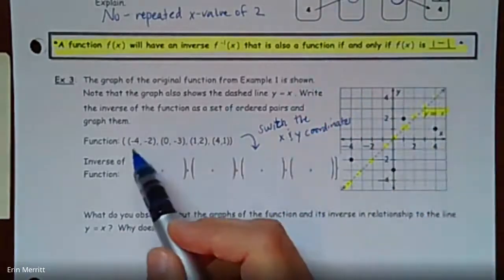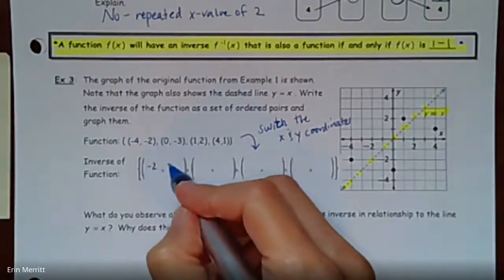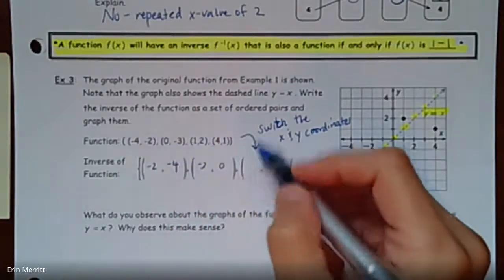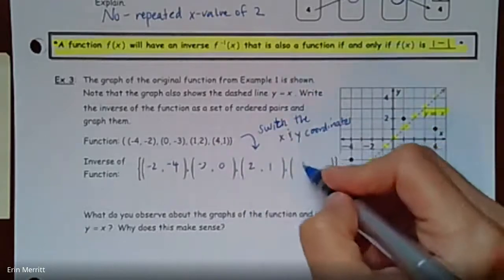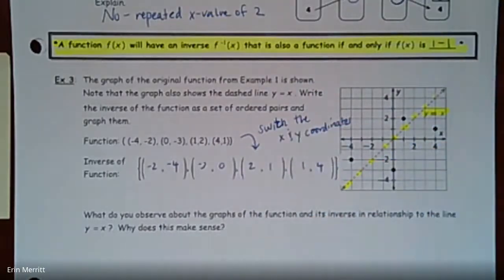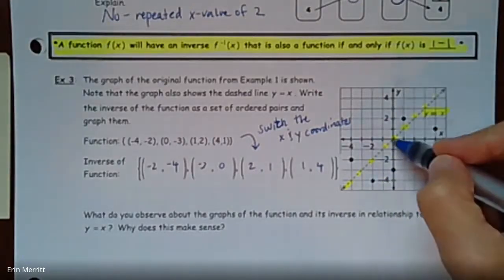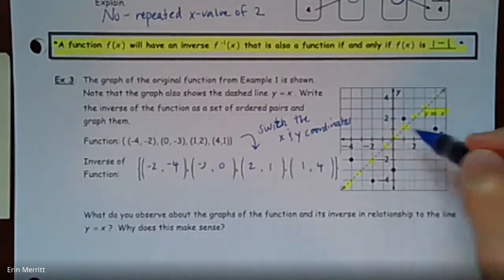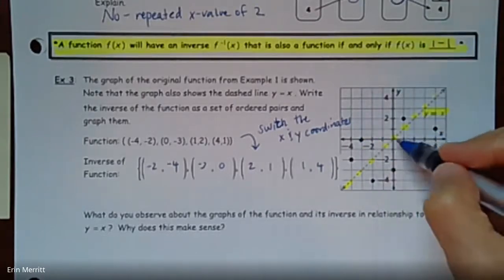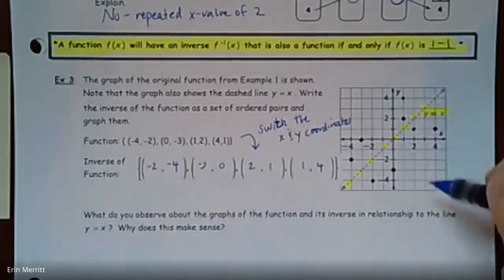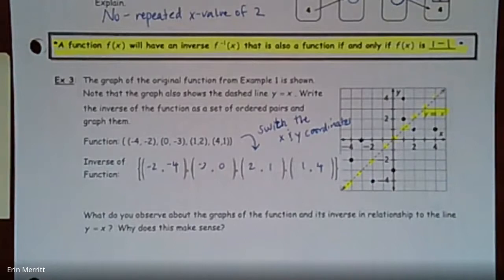Right? So the point -4, -2 becomes -2, -4. 0, -3 is -3, 0. 1, 2 is 2, 1. 4, 1 is 1, 4. Just like it was back up in example 1. But now plot those. So -2, -4 is down here. -3, 0 is right here. 2, 1 is right here. And then 1, 4 is up top. So it kind of looks like a big old mishmash of points all over the place.